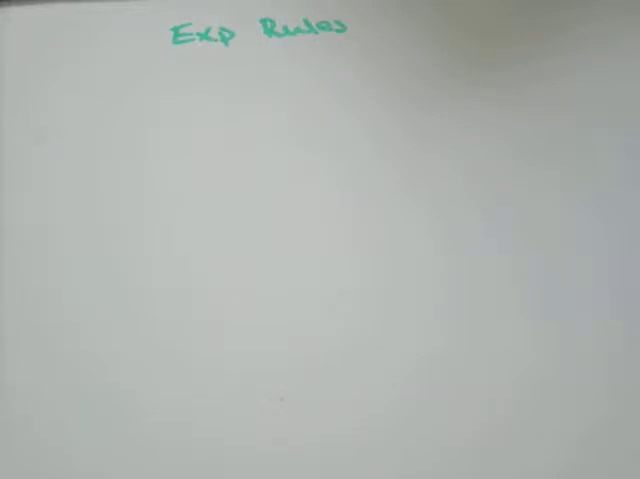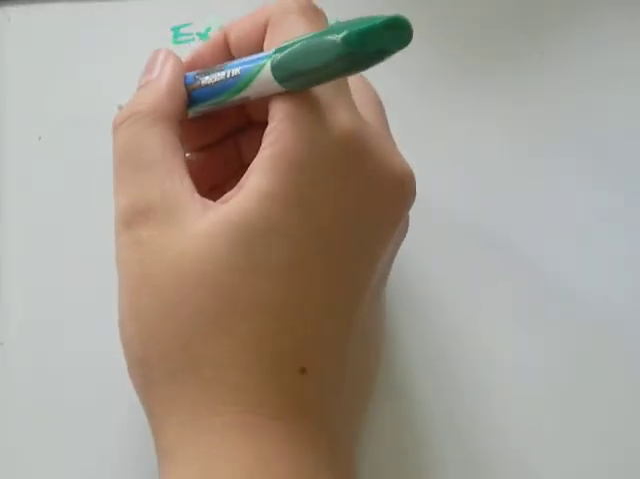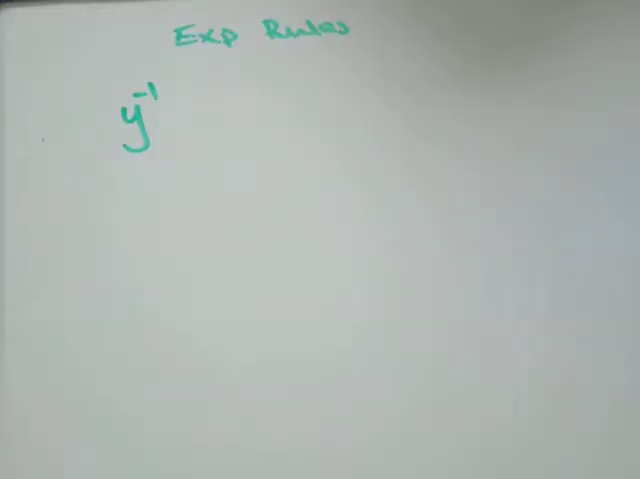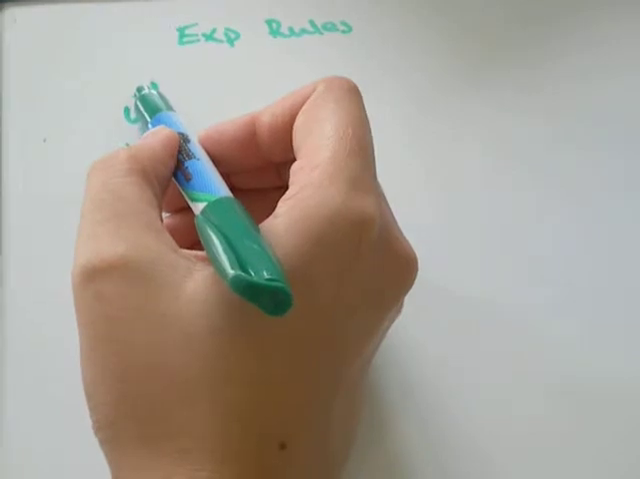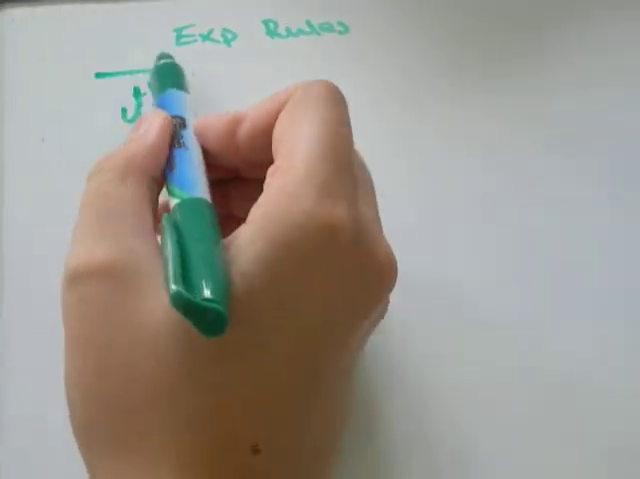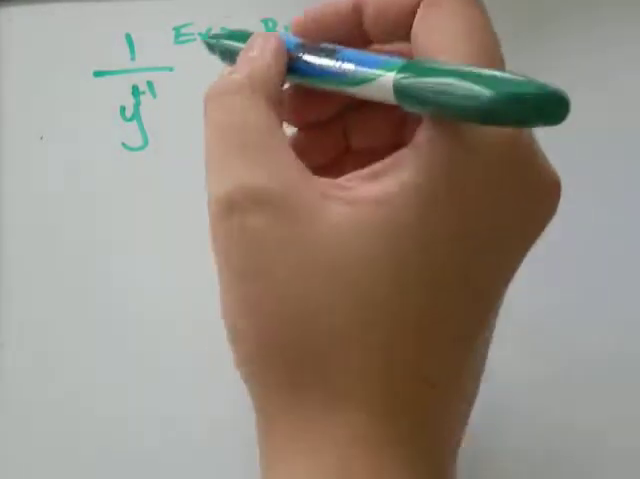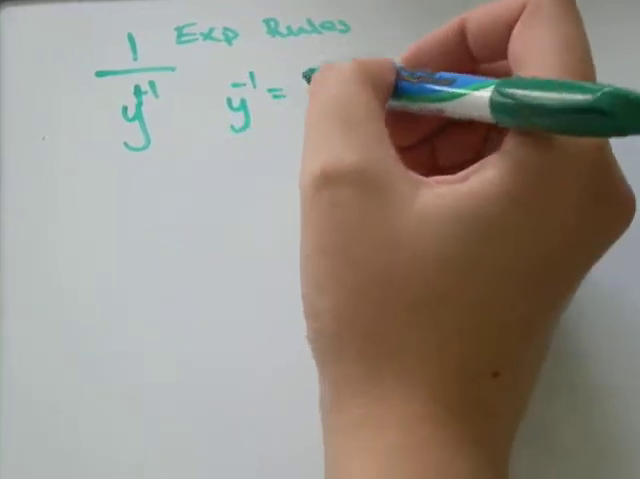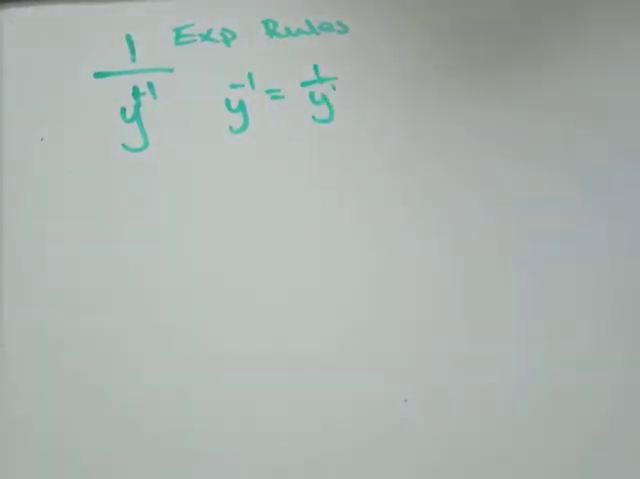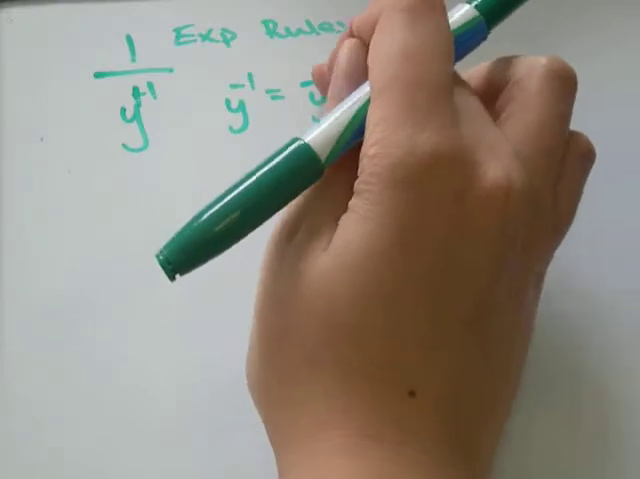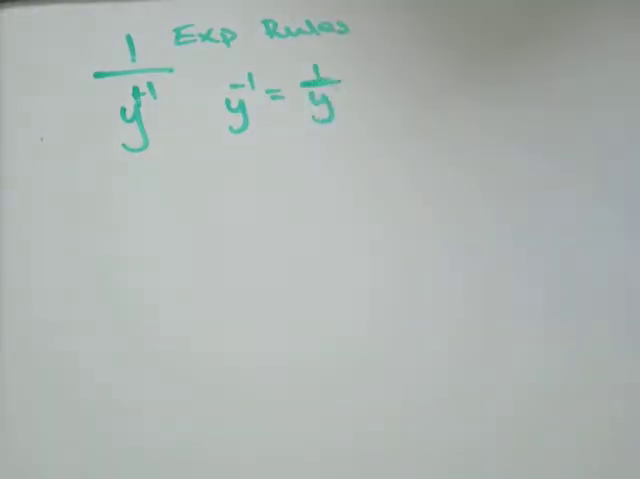Hey everyone, in this video we are talking about negative exponents, and negative exponents really are not so bad. So let's say we had y to the negative 1. All you need to do is make the exponent positive and put it as the denominator under 1 as the numerator. So y to the negative 1 will be equivalent to 1 over y to the power of 1. And y to the power of 1, you just leave that as y.